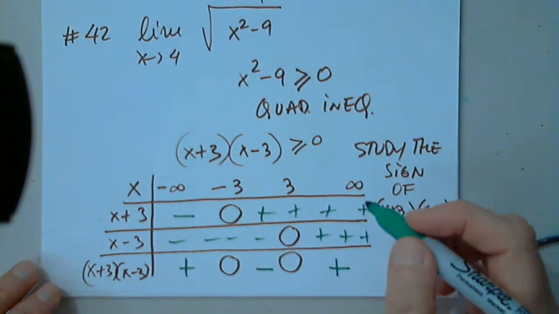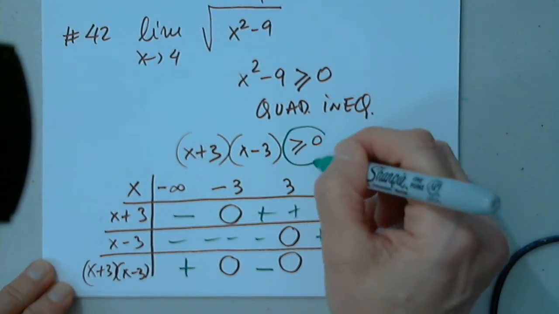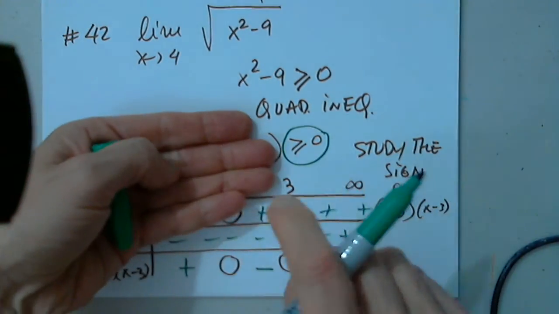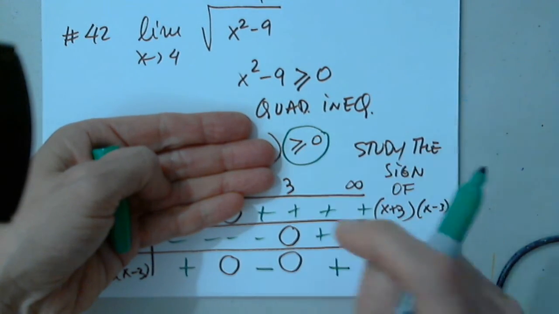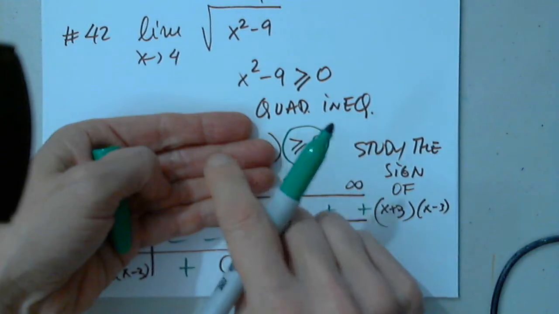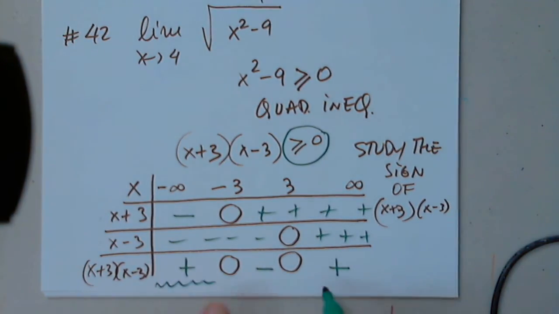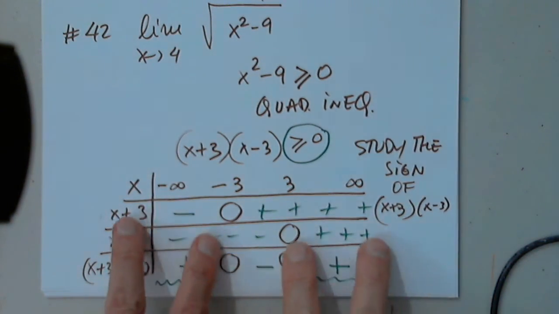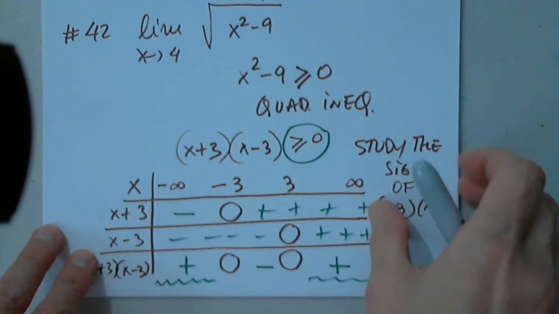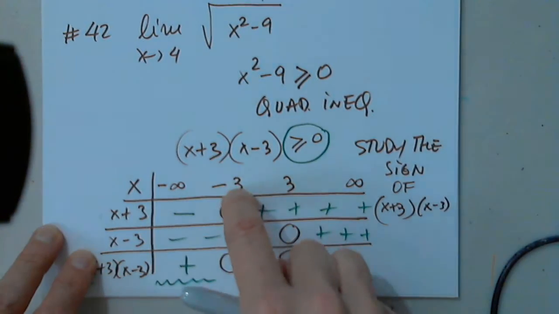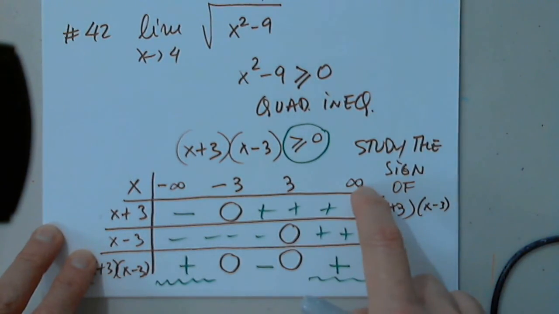Okay. So, which sign do I want? Which sign is greater than or equal to 0? What am I looking for? Positive. Is this positive anywhere? Yes. For these values of x. So I determine the domain: between negative infinity and -3, union 3 to infinity.